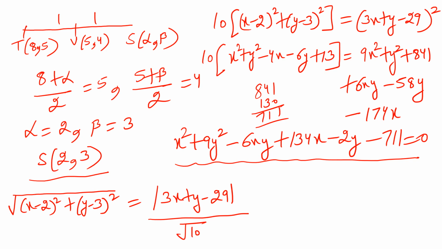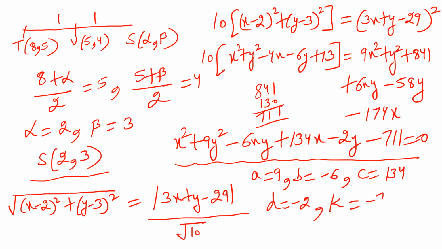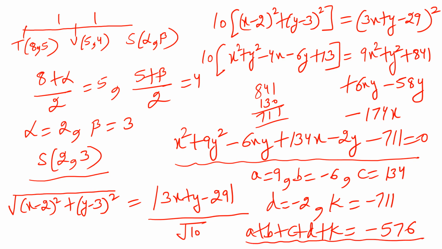So just compare it with the given equation in the question. So we'll be getting the value of a as 9. You have to just make the comparison between the coefficients of the like terms. So a becomes 9, b becomes minus 6, c is 134, d is minus 2, and k becomes minus 711. Now if I add all of them, what do I get? I will be getting minus 576. Right? So that means D option is the correct one.